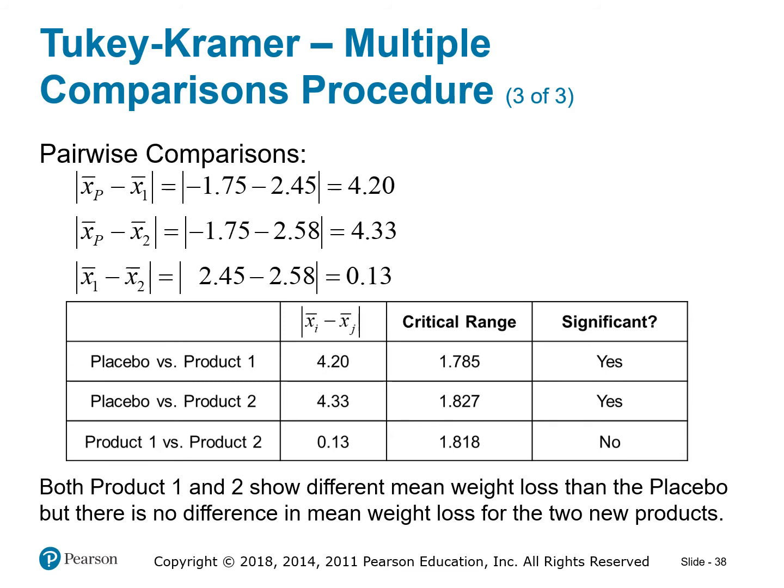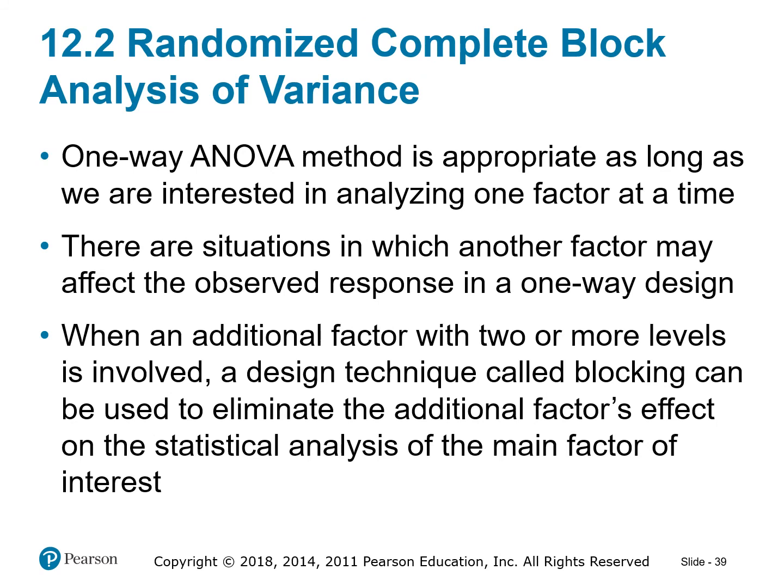So hopefully you notice there is a significant difference between placebo and product 1 and placebo and product 2. But when I look at the two products compared to each other, there is no significant difference. So evidently both products appear to have a difference in weight loss compared to doing nothing, aka the placebo, but they behave similarly. So if one of your products was cheaper to produce, that's the one you should go with. Woohoo! Let's look at a complete block analysis.